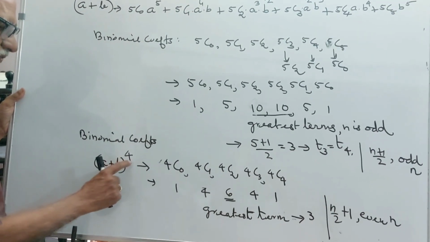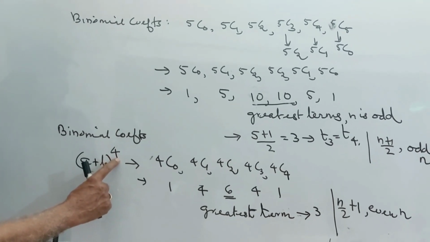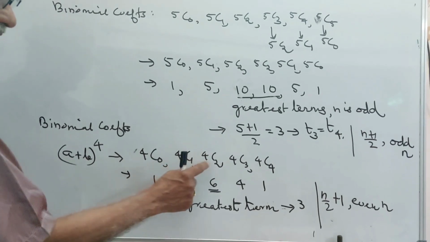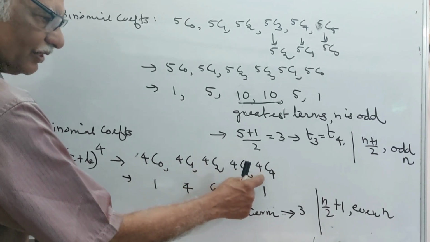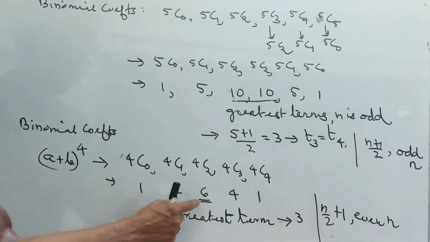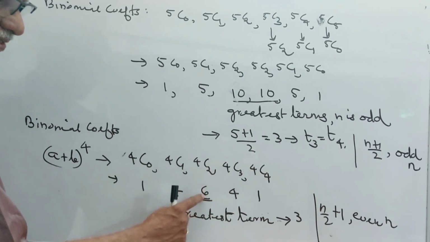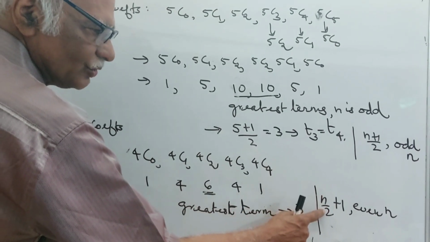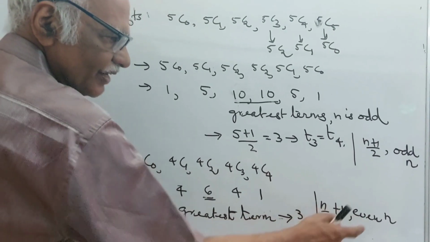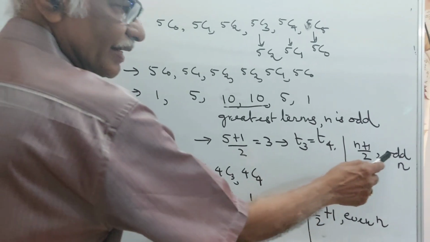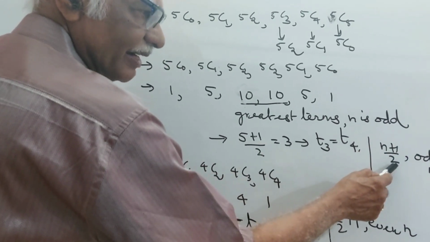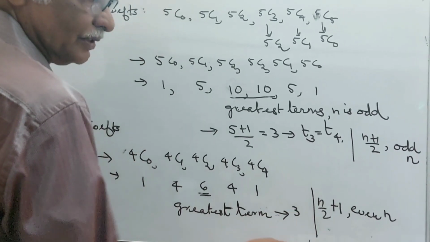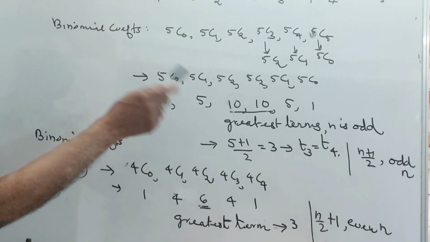Now, in the case of even power, (a plus b) the whole raised to 4, the coefficients are 4C0, 4C1, 4C2, 4C3, 4C4. They simplify to 1, 4, 6, 4, 1. So 6 is the greatest of these. It is the third term. So it is n divided by 2 plus 1 when n is even. So try to remember, when n is odd, it is (n plus 1) divided by 2. When n is even, it is n by 2 plus 1. These terms give you the greatest coefficients.